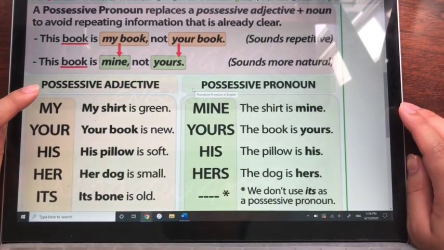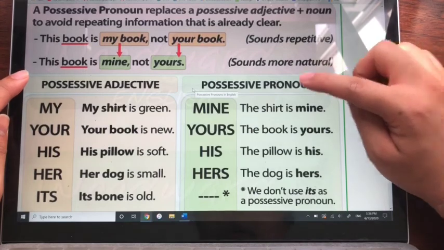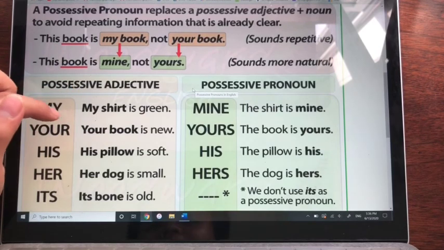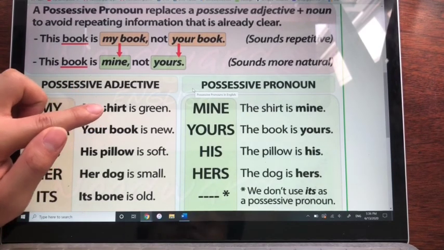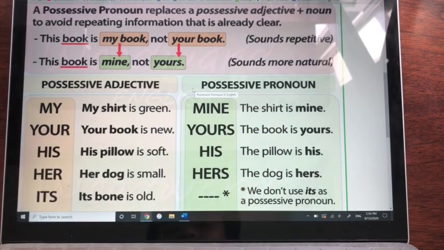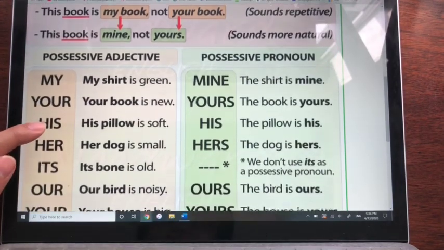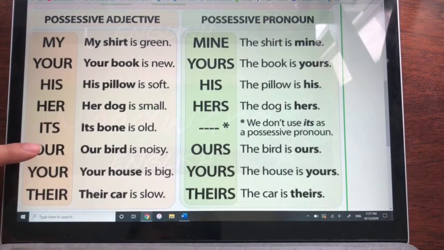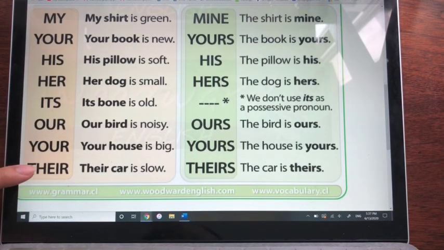So, on the left, we have possessive adjectives. On the right, we have possessive pronouns. So the adjectives give more information about the object. The pronouns replace saying the object again. So let's start with the possessive adjectives. My shirt is green. Your book is new. His pillow is soft. Her dog is small. Its bone is old. Our bird is noisy. Your house is big. Their car is slow.